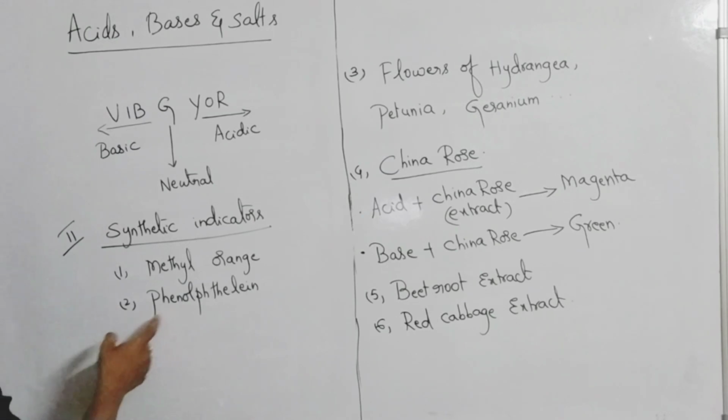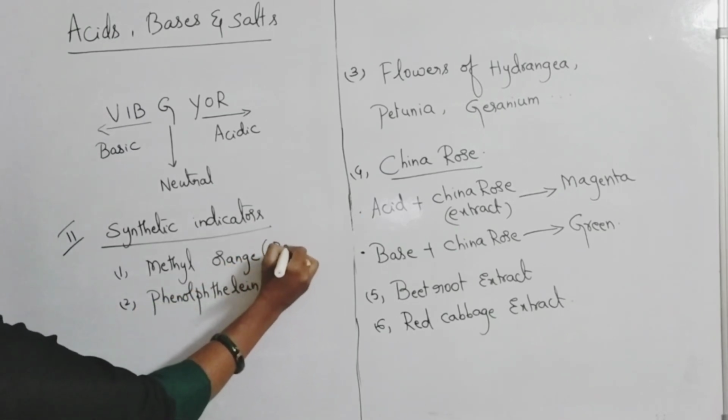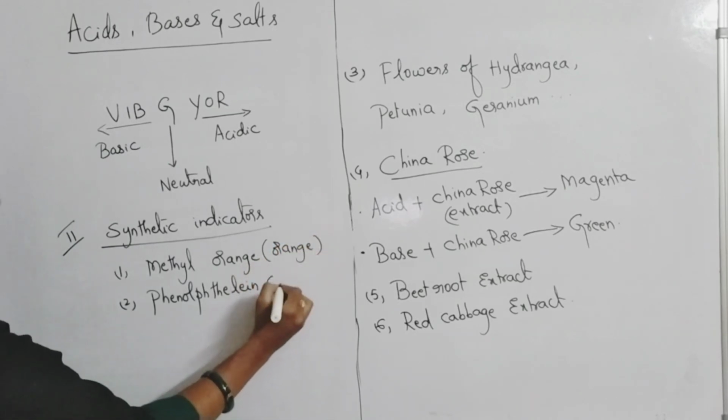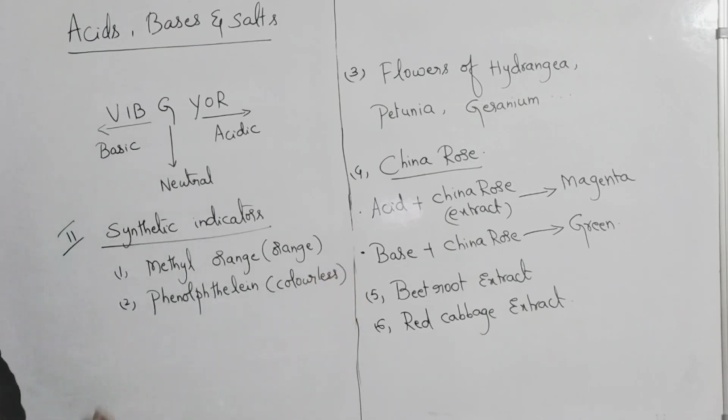Okay, like you can say methyl orange will actually be orange in color, and phenolphthalein is actually colorless. So you have to observe the color changes now with these indicators with acids and bases.